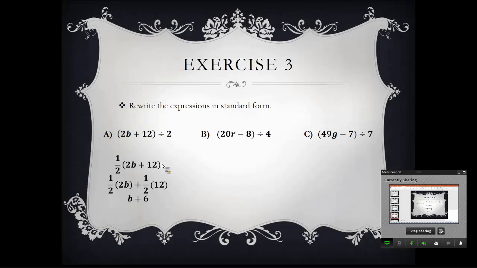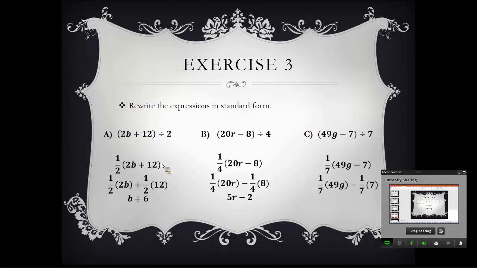For part B, we have 20r minus 8, and that's all going to be divided by 4. So we want to rewrite this as 1/4 times 20r minus 8. So we have 1/4 times 20r minus 1/4 times 8. 20 divided by 4 is 5, so we have 5r. 8 divided by 4 is 2, so 5r minus 2. Part C, we want to rewrite. We then want to distribute. 49 divided by 7 is 7. 7 divided by 7 is 1, so 7g minus 1.